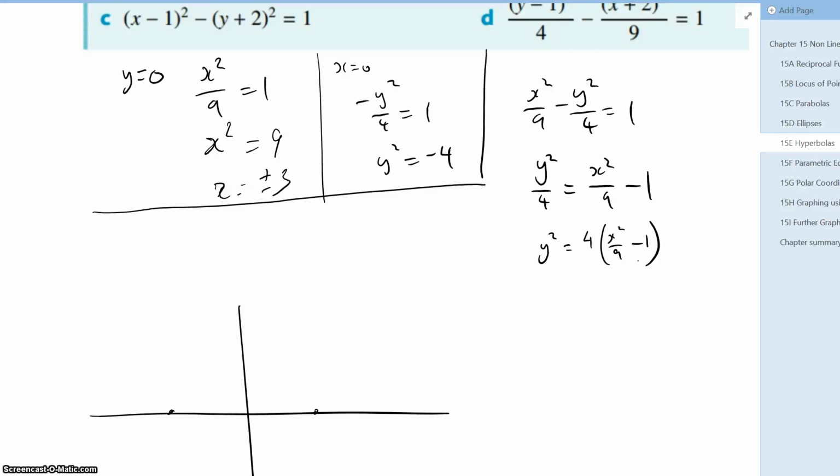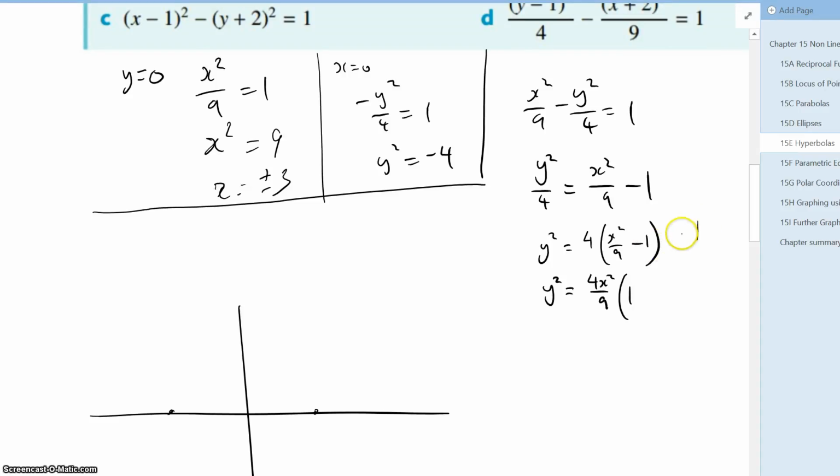What I'm going to do is take out a common factor of x squared on 9. I know that seems a bit strange, but hopefully you'll be able to see where I'm going with this. So y squared equals 4x squared on 9, and then I'm going to have 1 here. And what have I done to take x squared over 9 out as a common factor? I've actually divided by x squared over 9. So I'm going to do that just over to the side here.